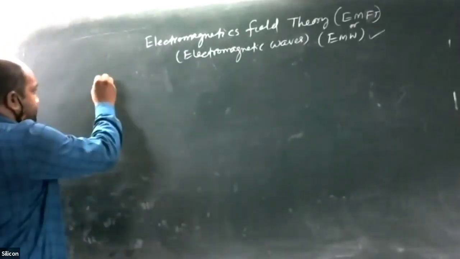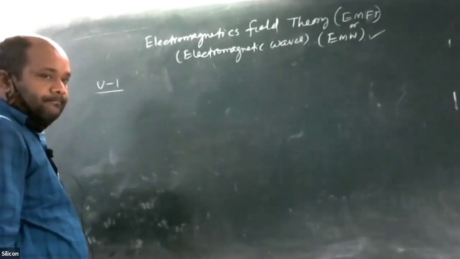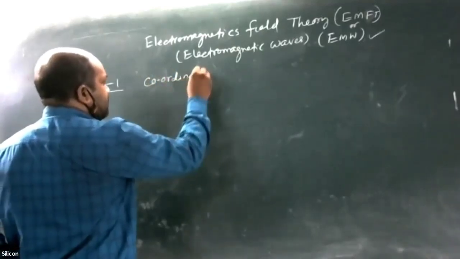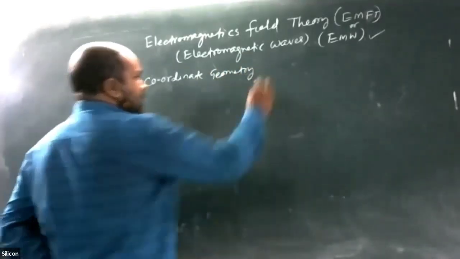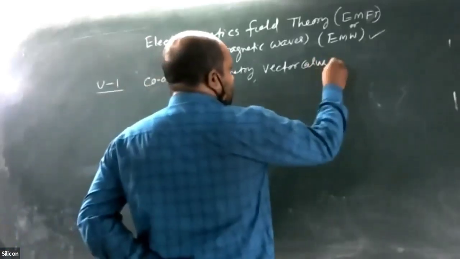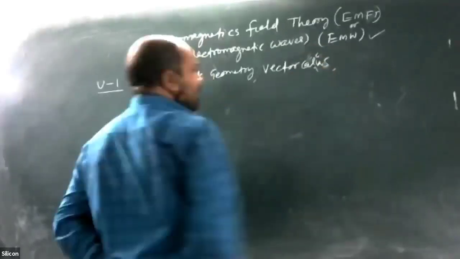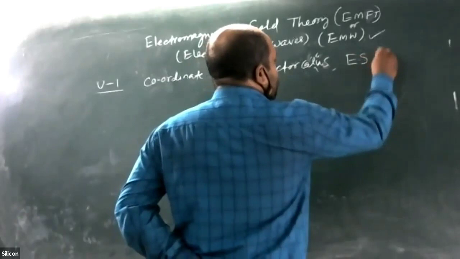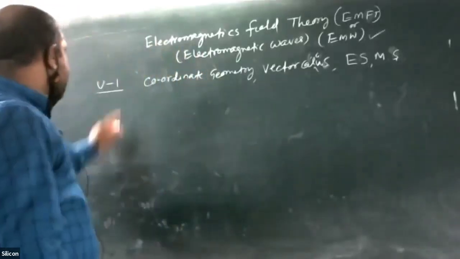We have 5 units. Unit 1 is coordinate geometry, followed by vector calculus, electrostatic, and magnetostatic. These are the content of unit 1.